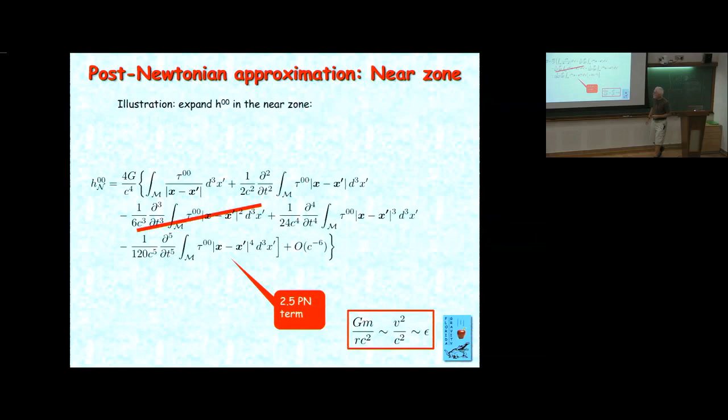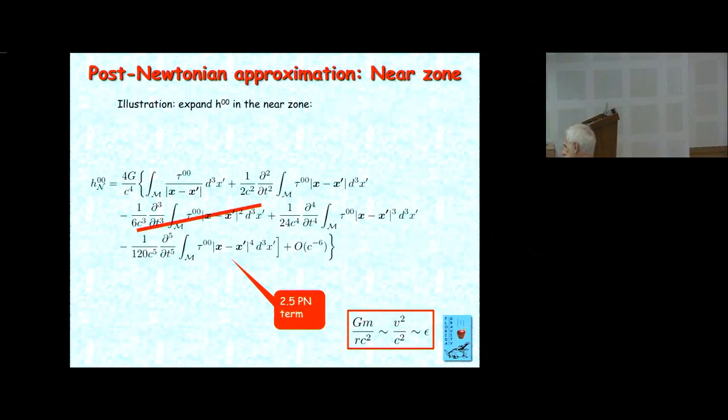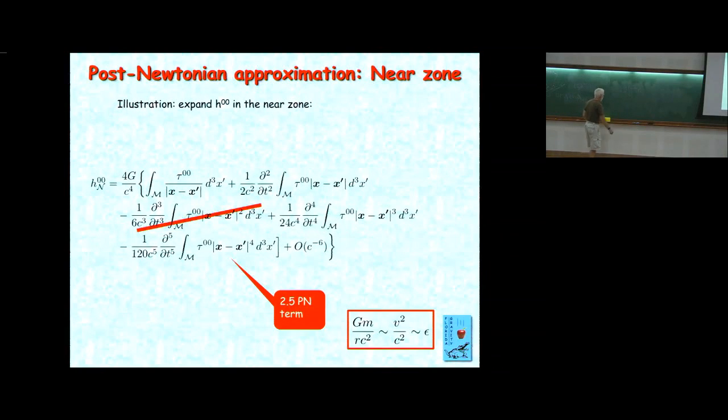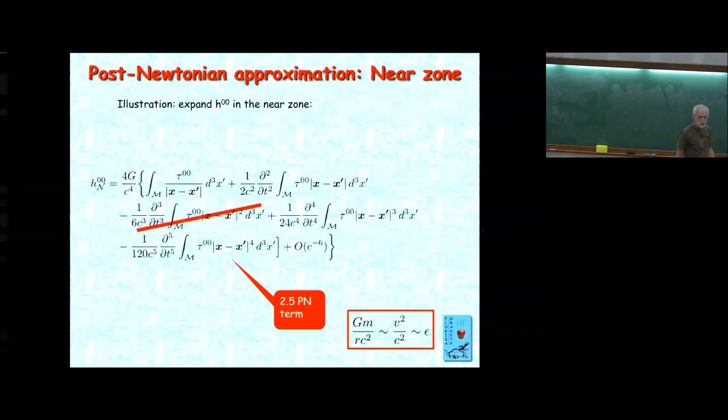Let me just see if I have time to. Yeah. Just to give an idea of what this might look like, let's do the same thing we did here and crank out some of the results and see what they look like. So we have five time derivatives in our h00 of this integral of tau 0, 0. And let's expand x minus x prime to the fourth.